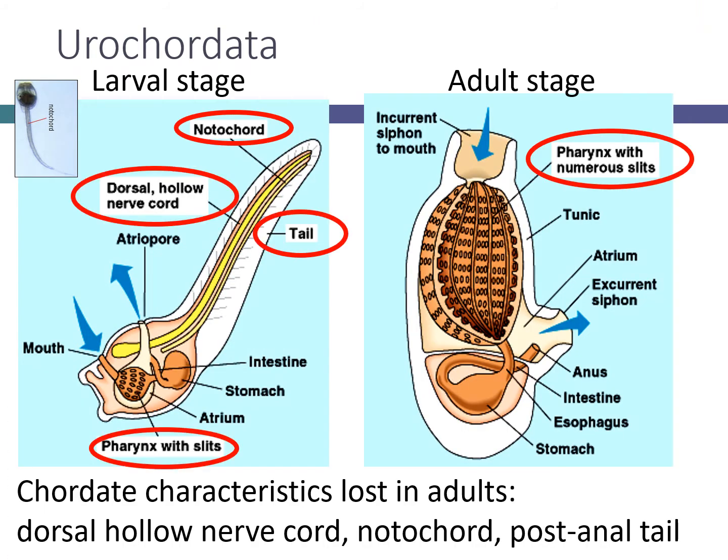So in this larval stage, they've got this tail. They've got this hollow dorsal nerve cord going on. They've got the notochord. They've got the pharynx and the bars and the slits, all this cool stuff going on.